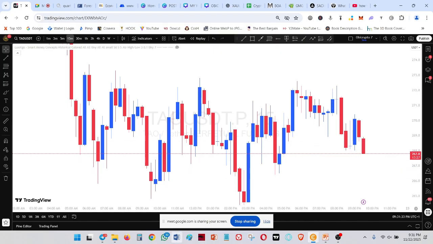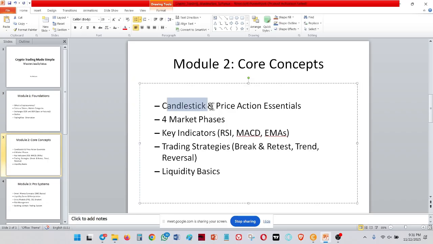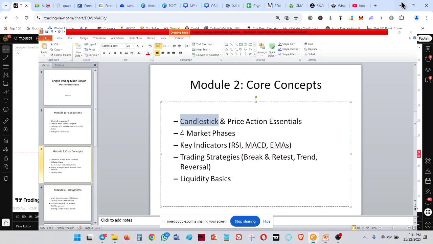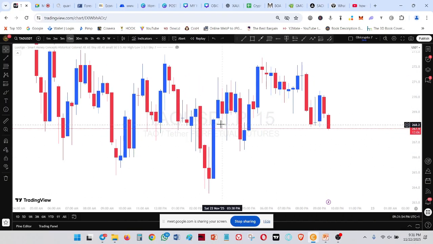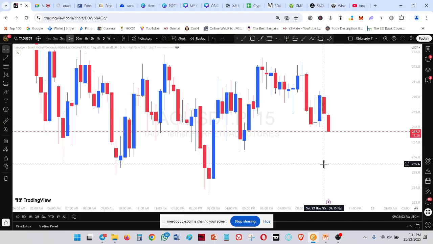All right. So let's go to our syllabus. We have discussed TradingView orientation. So in Module 2 right here, we are discussing candlestick and price action extensions. First of all, let's take the first one, which is candlesticks. Let's talk about candlesticks. What is a candlestick? Each of these things you see are all candlesticks. Each one of them, whether it is blue or red, they are all candlesticks, right? But these candlesticks you see, they are made up of what?